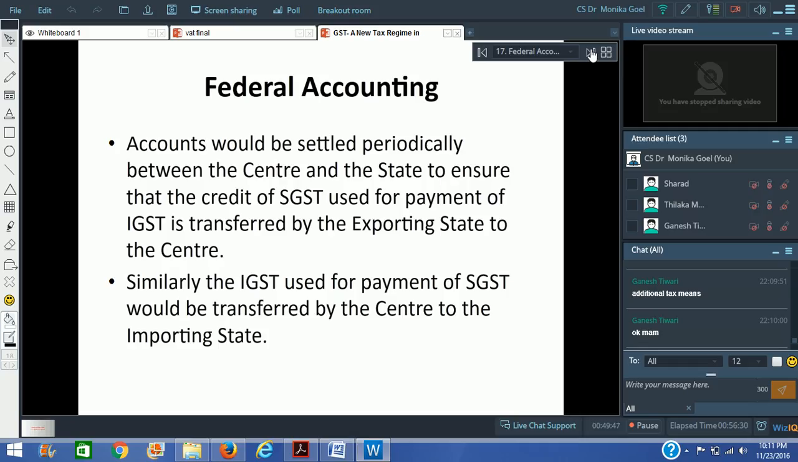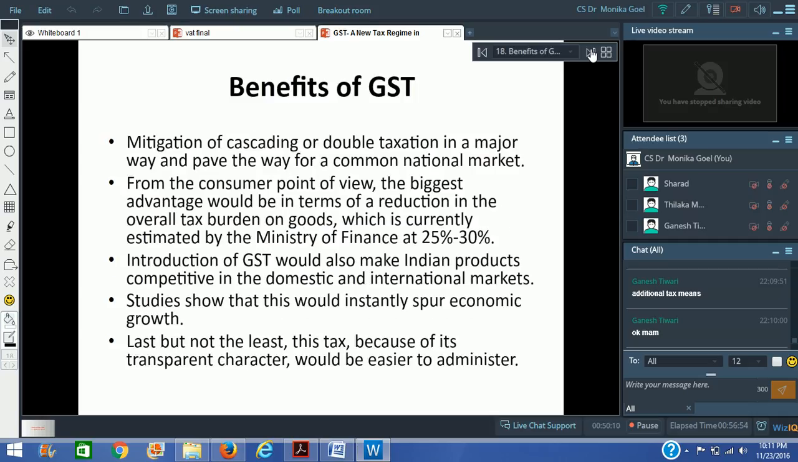Similarly, if IGST has been used for the purpose of making payment of SGST, then the state government would be transferring the credit to the central government. Okay? Or maybe I'm speaking opposite. If SGST has been used for the purpose of making payment of IGST, then definitely the state should transfer the money to the center. And when IGST has been used for the purpose of making payment of SGST, then center should transfer the money to the state. I spoke it ulta.